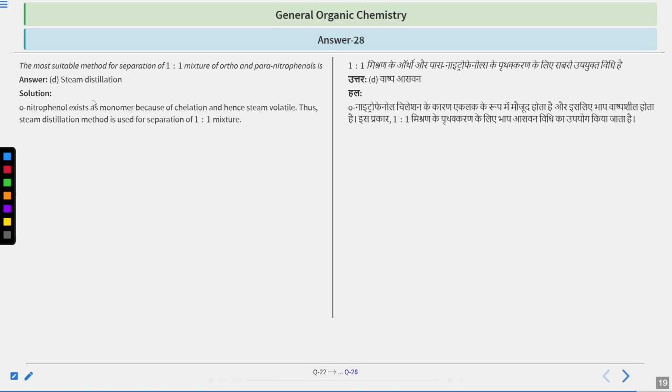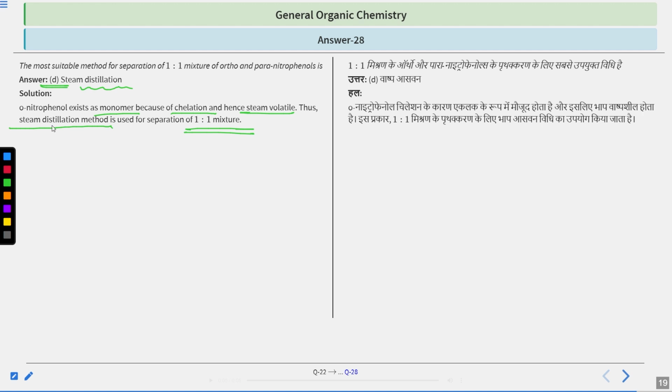Okay, let's see the answer. So the correct answer is option D, that is steam distillation. Ortho-nitrophenol exists as a monomer because of chelation and hence is steam volatile. Existing as a monomer means it is not combined with another molecule to form a larger one. Because of chelation it exists as a monomer, and hence it is steam volatile. Steam volatile means it can be converted to steam easily. Thus, the steam distillation method is used for the separation of a 1:1 mixture of ortho and para nitrophenols.